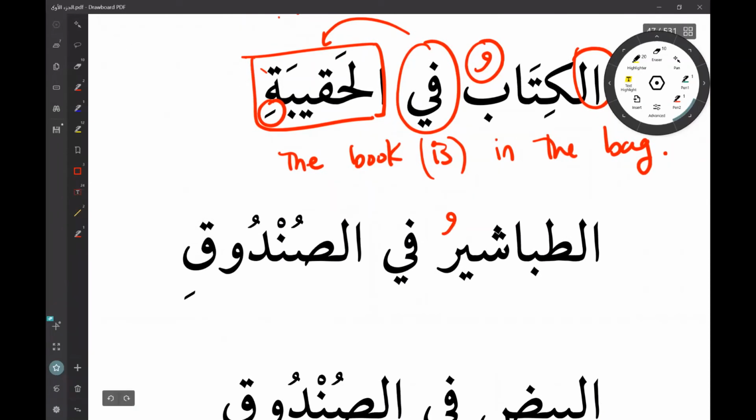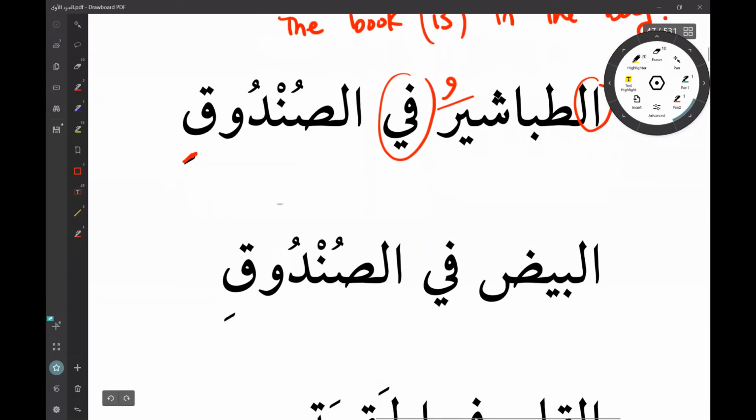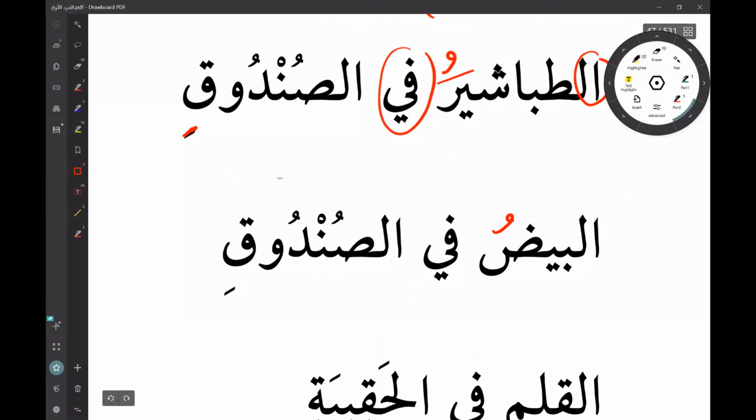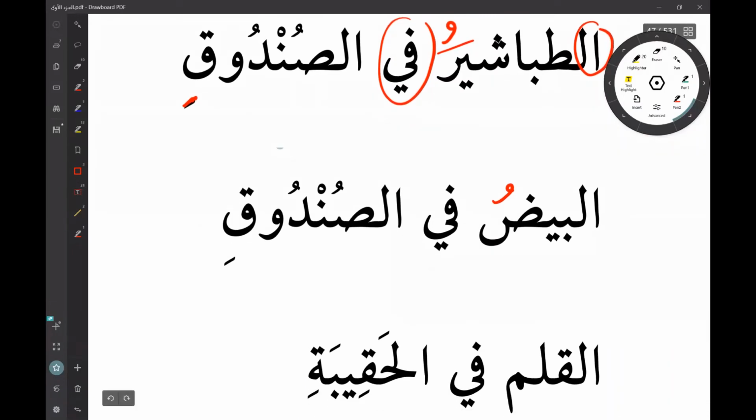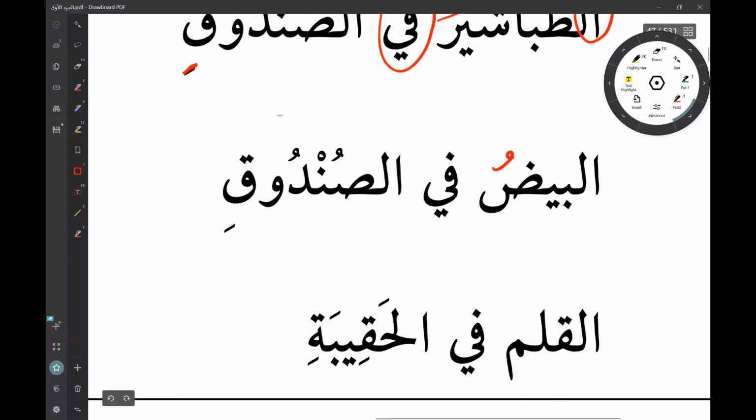At-tabashiru, right? At-tabashiru fi sunduqi. You're getting it now? So the first one, we have Alif Lam. So we have At-tabashiru. And then we have fi as-sunduqi because we have harful jar. Okay? Right. Then we have Al-baydu, right? Fi sunduqi, same thing. Okay? The egg is in the box.